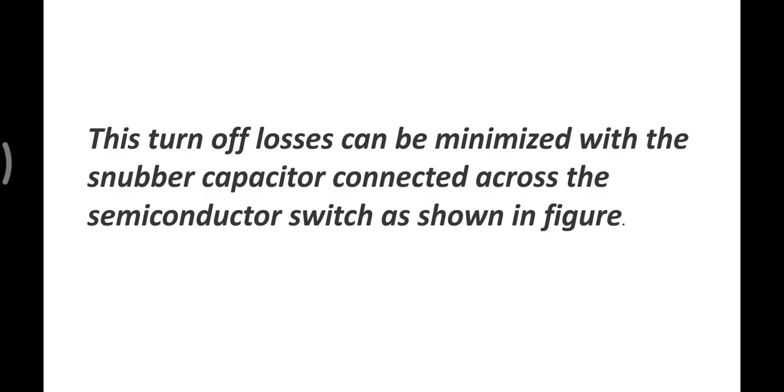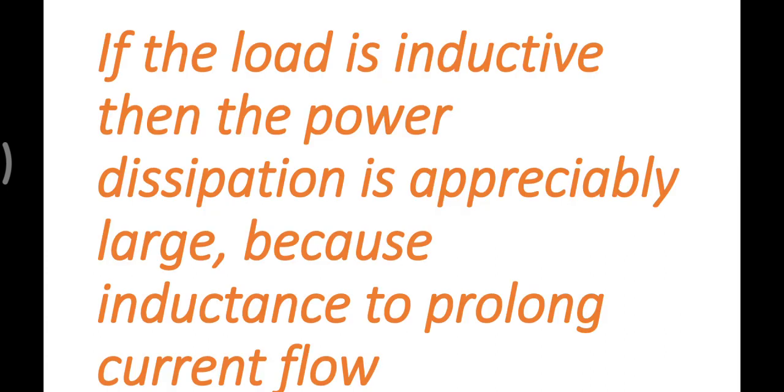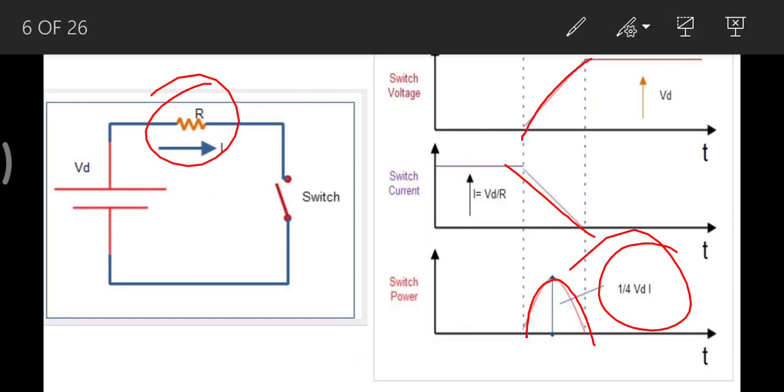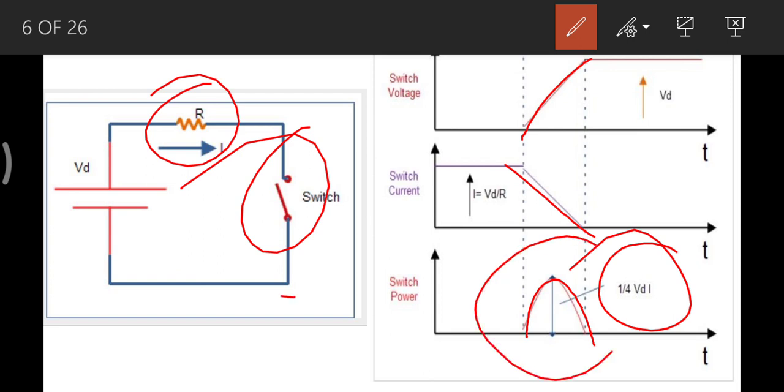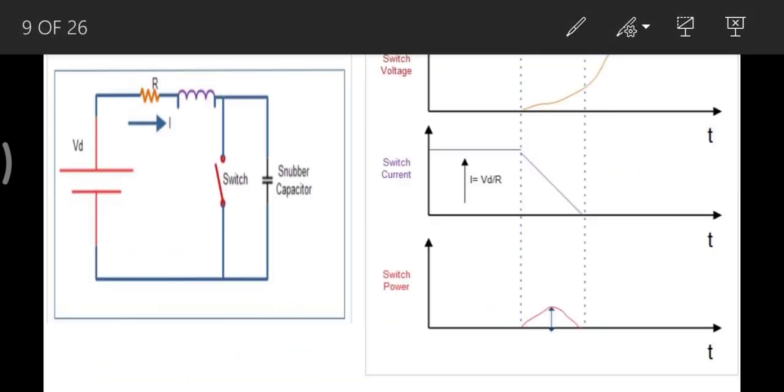These losses can be minimized with a snubber capacitor connected across the semiconductor switch as shown in the figure. See here, previously we were using only a switch. Because of this switch we are getting the loss of 1/4 Vd into I. Now we are using a capacitor across the switch. This capacitor is called a snubber capacitor.